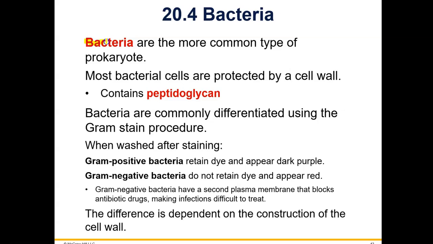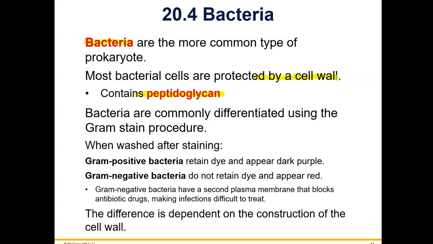Bacteria are definitely more common. Of the two types of prokaryotes, they're the most common. Bacterial cell walls contain peptidoglycan. That's very important. Bacterial cell walls contain peptidoglycan.